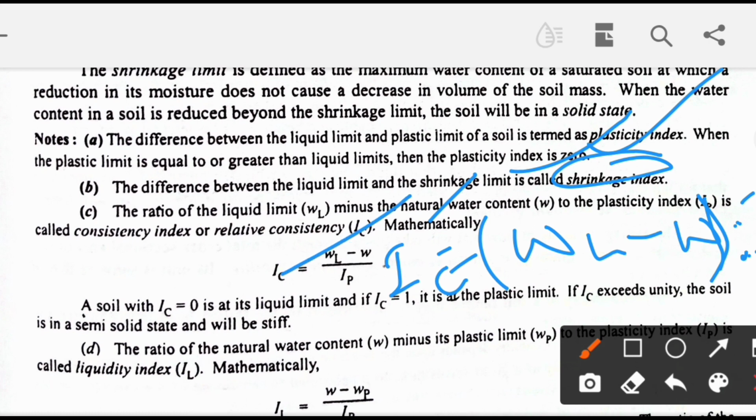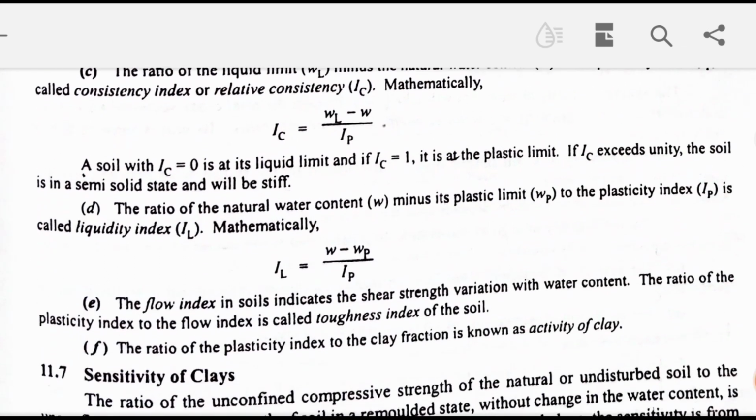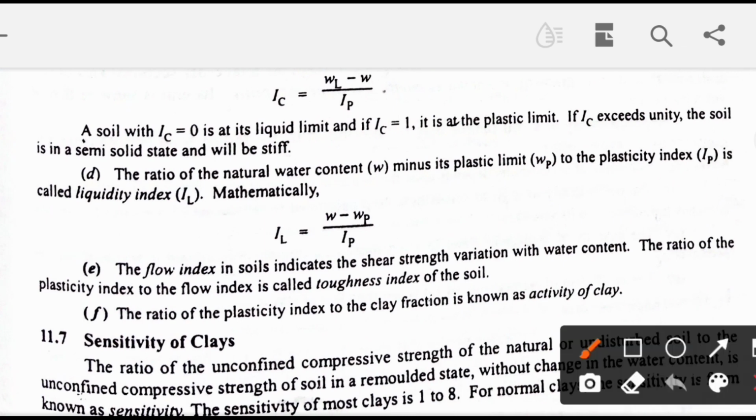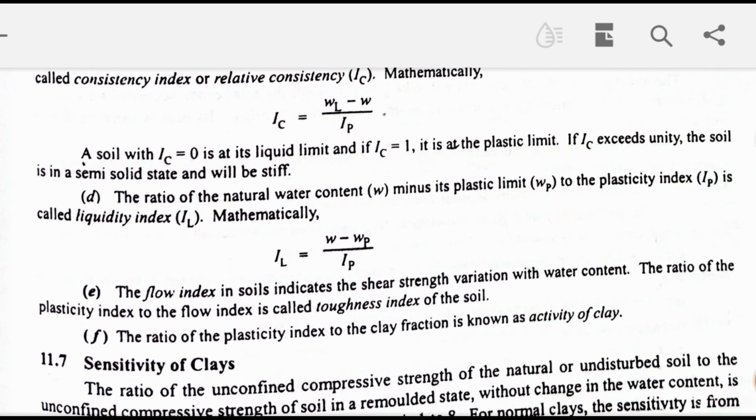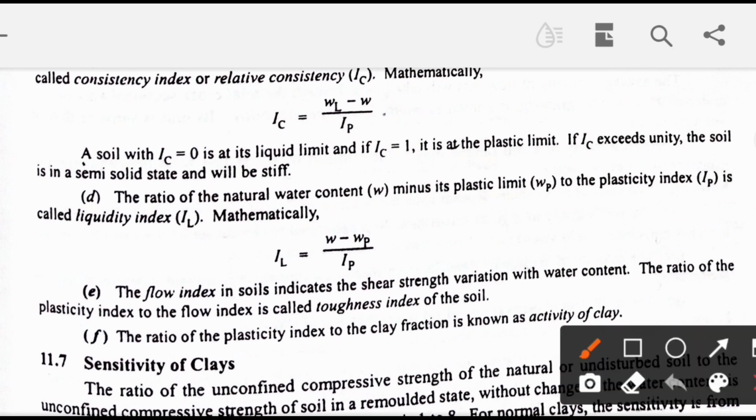A soil with relative consistency 0 is at its liquid limit, and if relative consistency is 1, it is at the plastic limit. If relative consistency exceeds unity, the soil is in a semi-solid state and will be stiff.